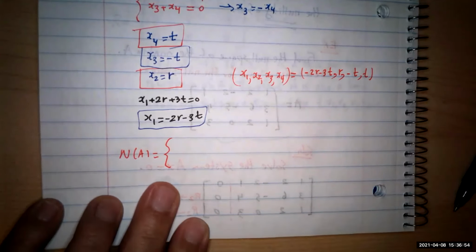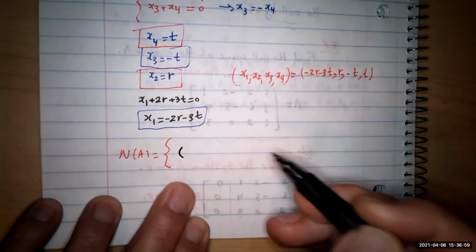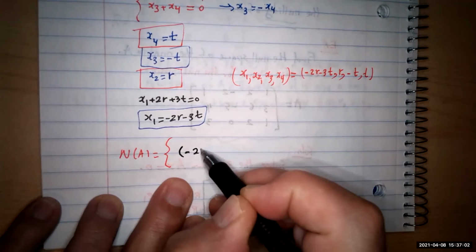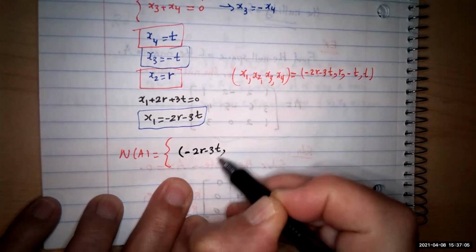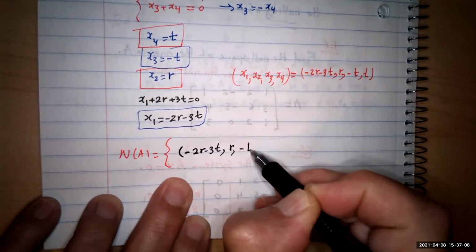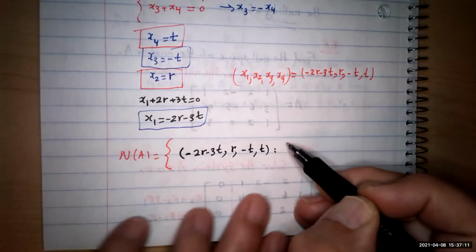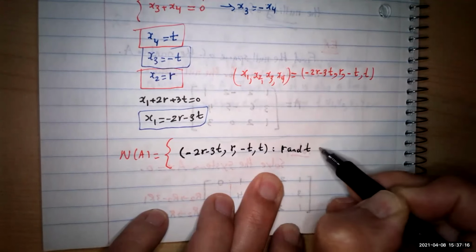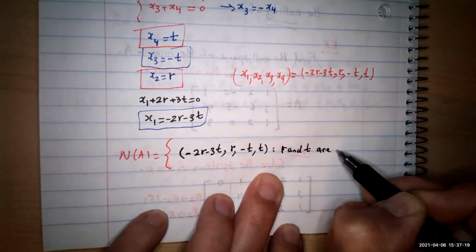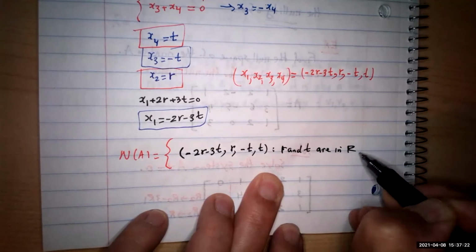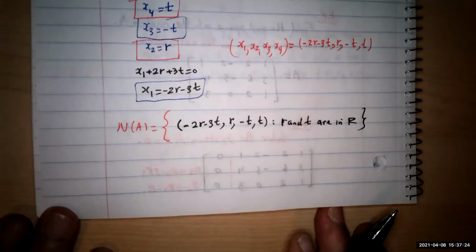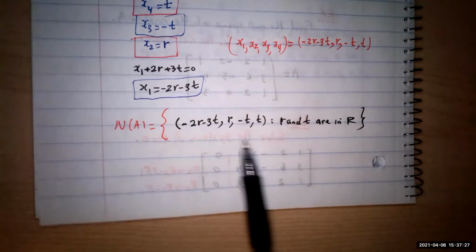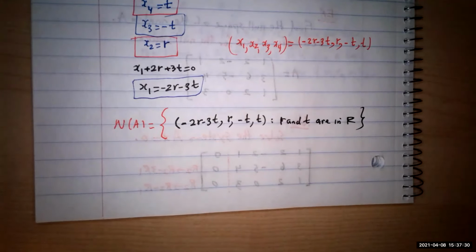So you have to give us this set. So what's going to be your set? Solutions are going to be the vectors of this format: negative 2r minus 3t, r, negative t, and t. And this is where r and t are going to be real numbers, r in R. Okay, I mean they are real numbers. As you can see, you have two free variables, so the dimension is 2 right away.